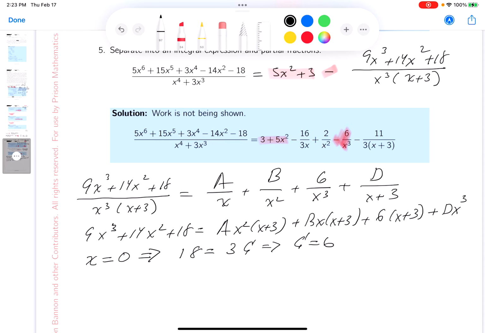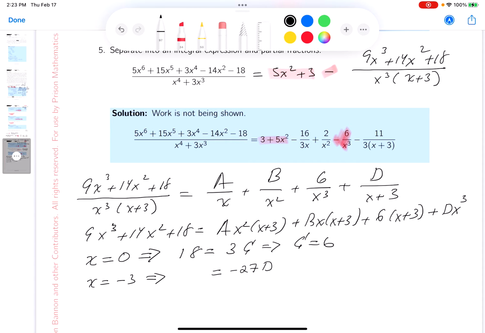All right. What's another easy number to pick? x equals minus 3. Well, if you did that, the whole point is the right side gets really simple. With minus 3, the first term disappears, the second term disappears, the third term disappears, and then you get minus 27D.